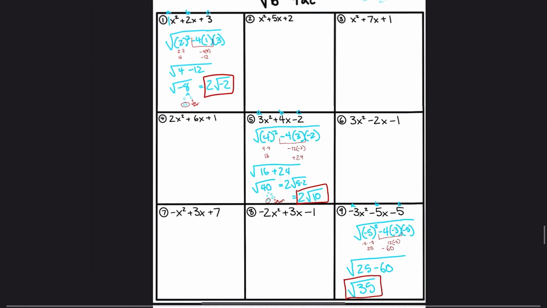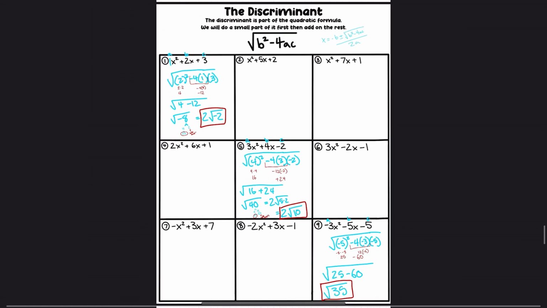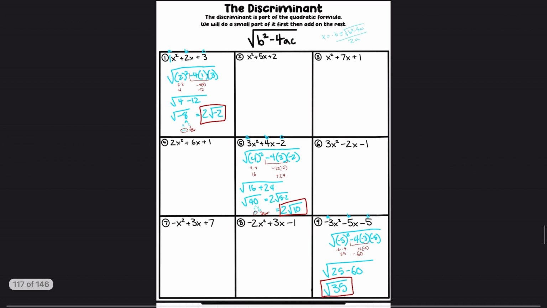Okay, so if you have questions, please let me know. Keeping in mind, this is a small part of what we're going to do next, but I think it's a little bit easier to practice this first, so then it makes the quadratic formula a little bit easier.